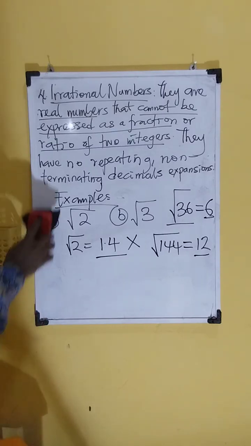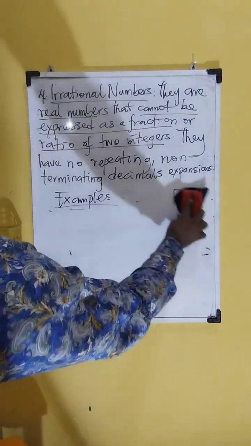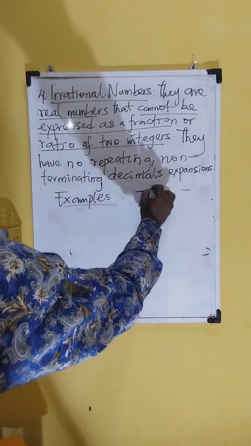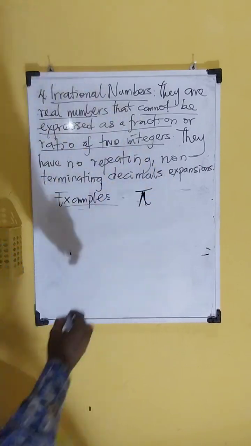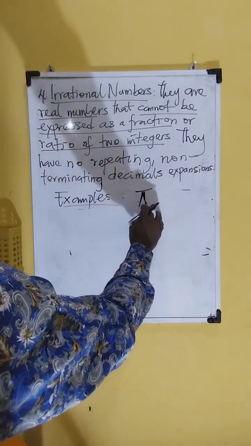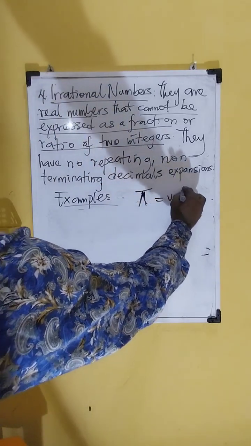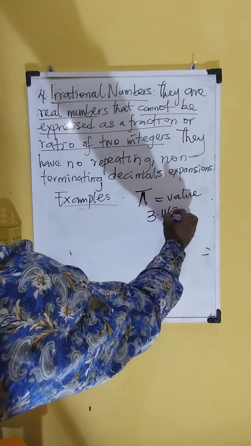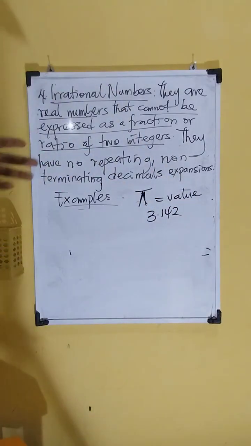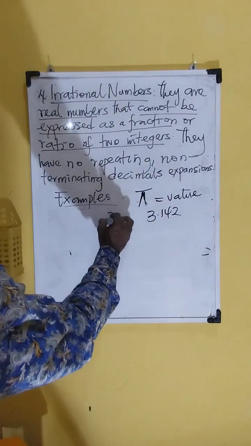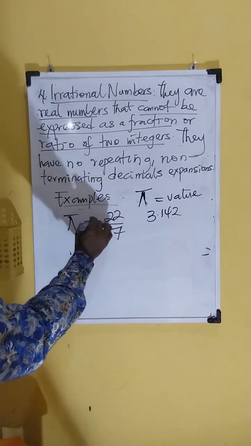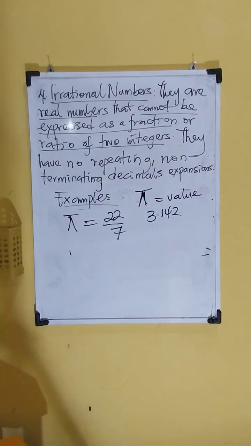Another example of an irrational number is pi. Pi is a value. It can be 3.142. Or sometimes they call it 22 over 7. The value of pi is equal to 22 over 7. Do we know this?